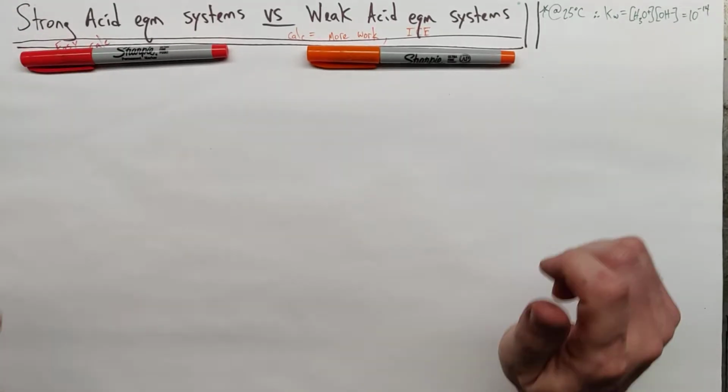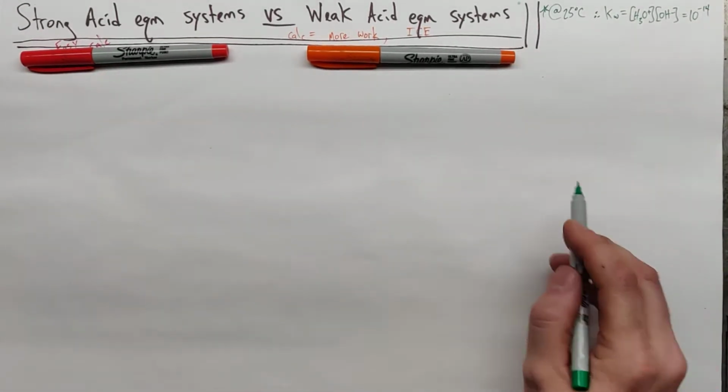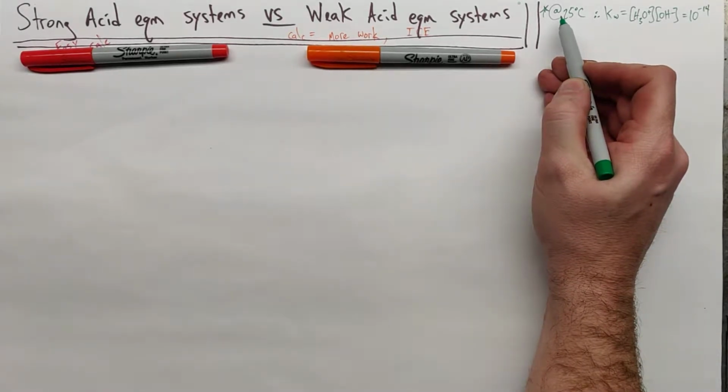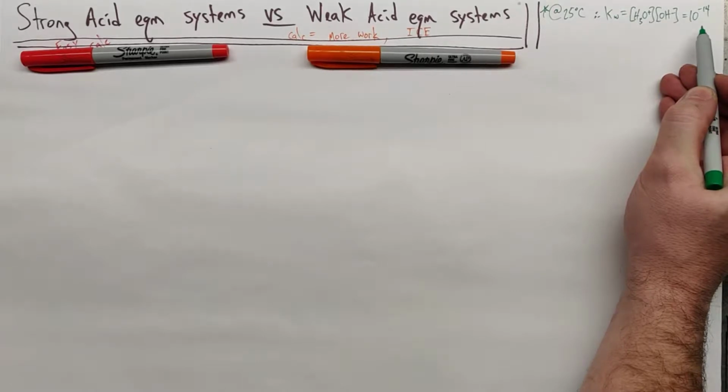So I'm going to leave those there, and I'm going to try and color code this as we go. A couple things that I want to address before we get going. We're going to assume for these calculations that the temperature is 25 degrees Celsius, so we can use our Kw value of 10 to the minus 14th.